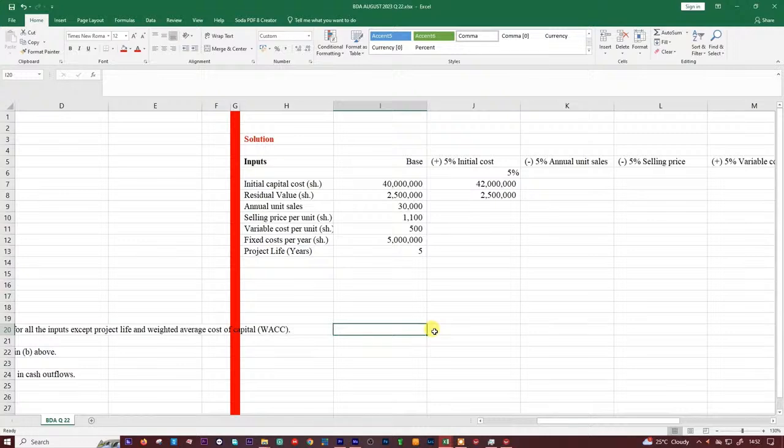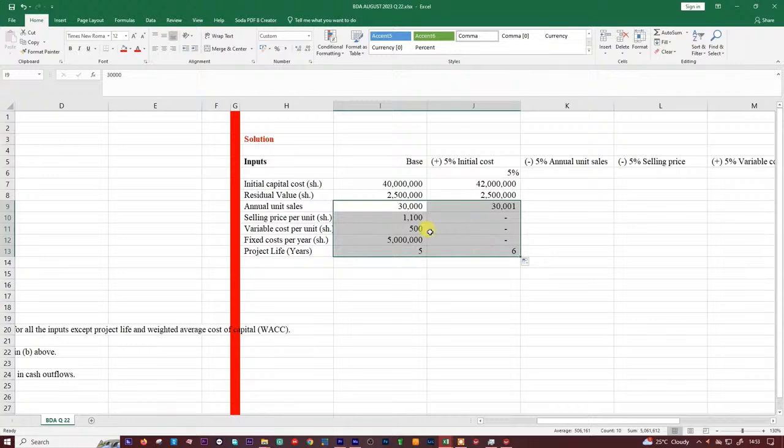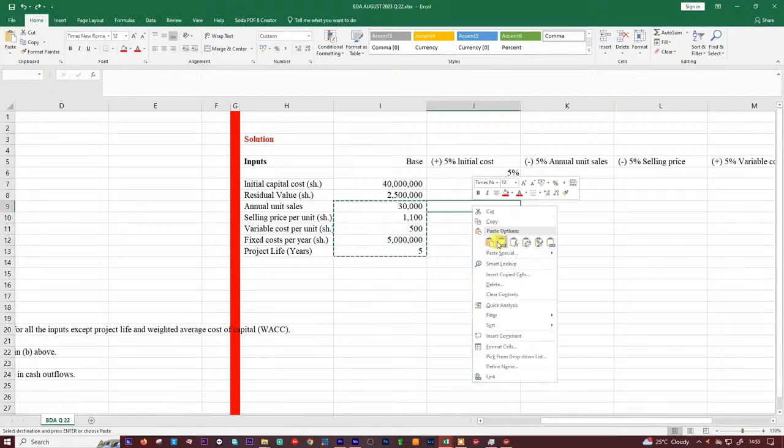We proceed on. And even the number of units will be the same. The annual unit sales will be the same, 30,000. Here we are saying it's going to be 1,100. So I can just copy these values as they are towards the right, with your permission, because we are saying that the initial cost is the only one that is increasing. So here, just copy, paste special values.